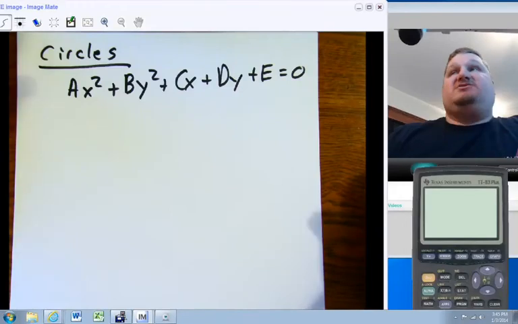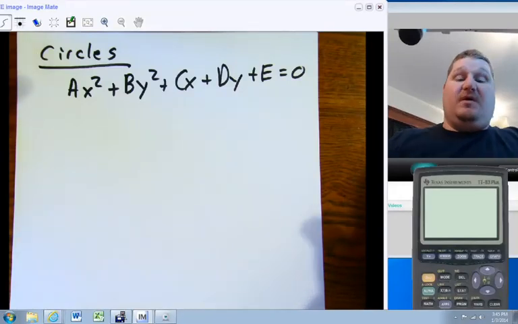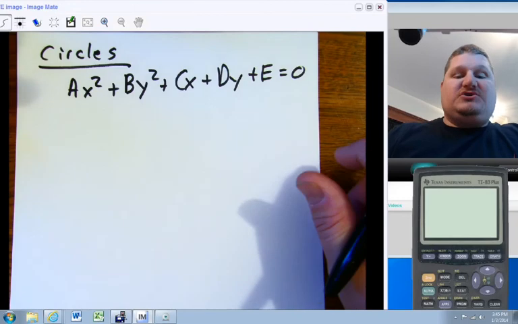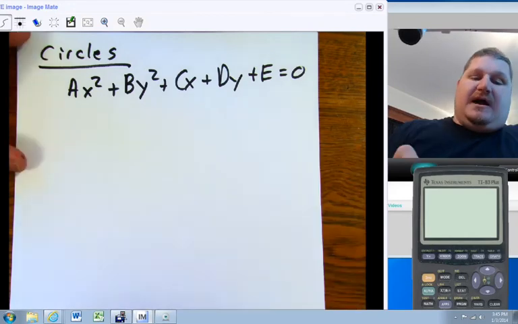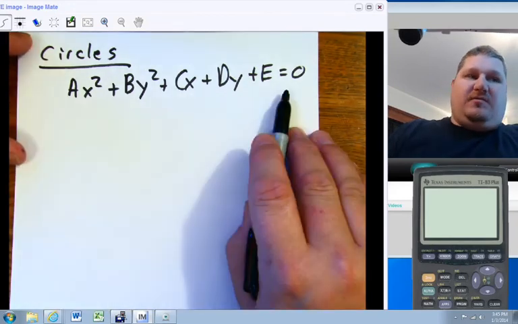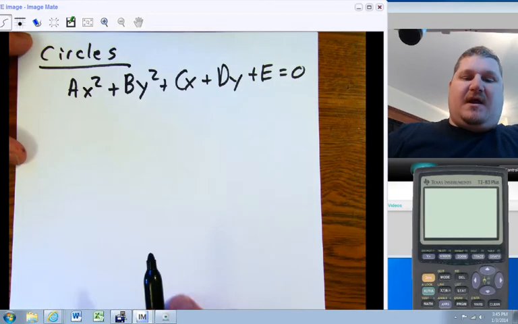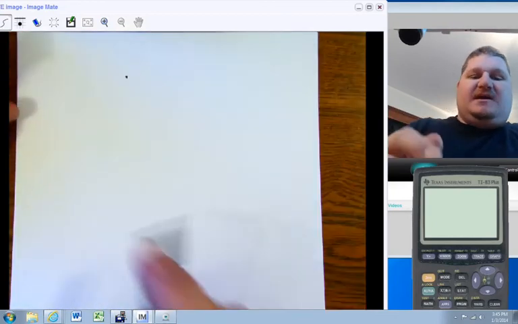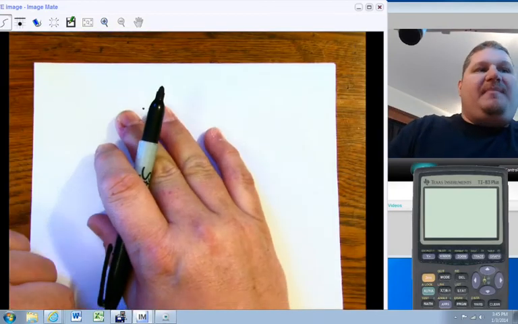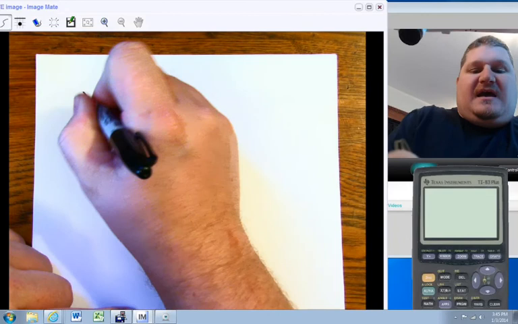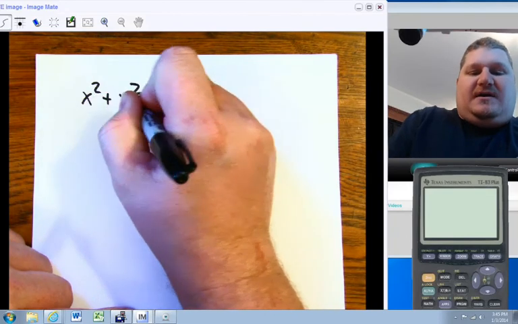Okay, ladies and gentlemen, let's start our study of conics with one of our easier conics, circles. Now, we'll come back to the general equation here in just a minute. But what I want to start with is your basic circle. x squared plus y squared equals 4.